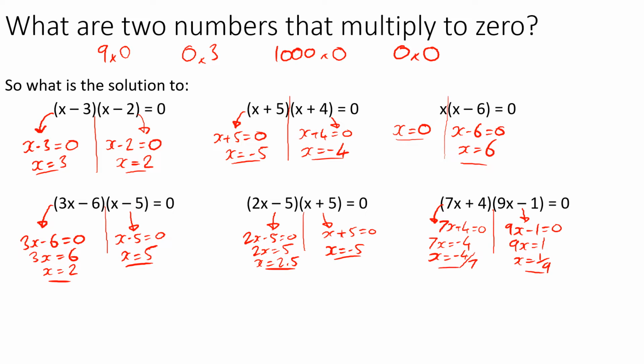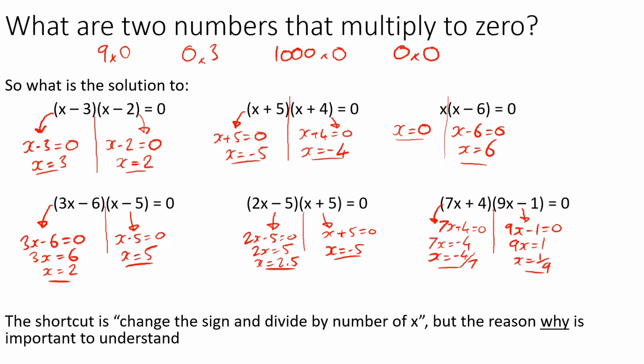So that's the first thing that we have to get on board. If we've got these two brackets being multiplied together and giving an answer of 0, then we can just solve each of those brackets separately being equal to 0. And hopefully you've noticed that shortcut we had there, which is that to get what x is, you just change the sign in the bracket and then divide by the number of x. So for example, if I wanted to get this 2.5 here, change the sign so this minus 5 becomes a plus 5, and then divide by the number of x. Now that shortcut obviously works, but it's important to know why it works, so I wouldn't want that to be the main way you do these.